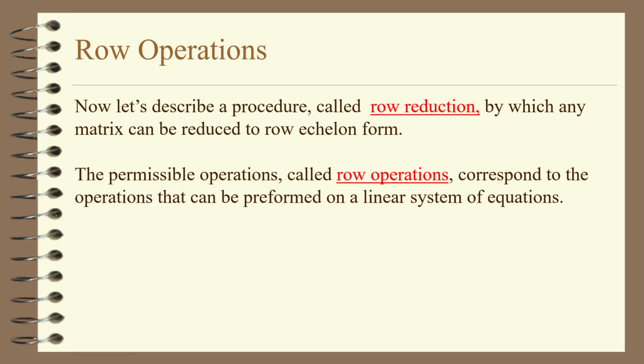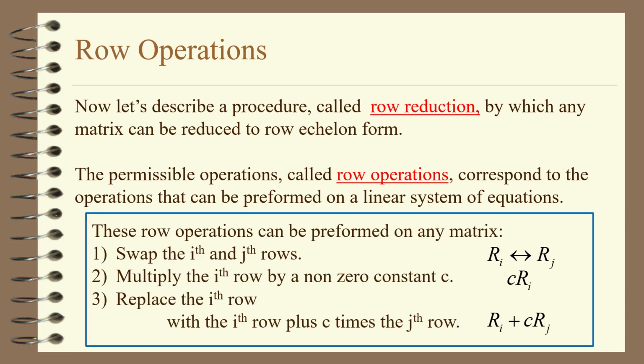Now let's describe a procedure, which we'll call row reduction, by which any matrix can be reduced to row echelon form. The permissible operations are called the row operations, and they correspond to the operations that can be performed on a linear system of equations. We've already seen these, so I'll go through them quickly. The row operations that can be performed on a matrix are: you can swap the ith and jth rows, you can multiply the ith row by a non-zero constant, and you can replace the ith row with the ith row plus c times the jth row. I'm using the exact same notation that I did before with systems.